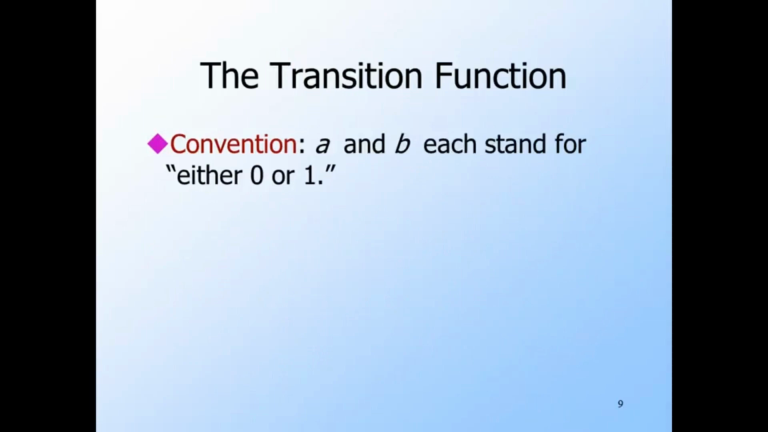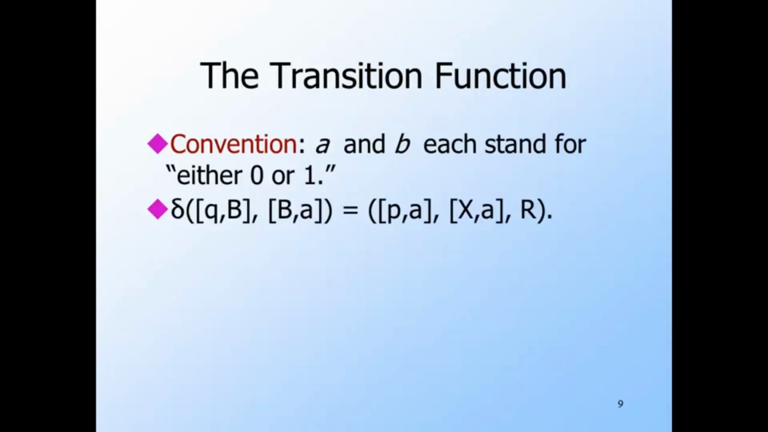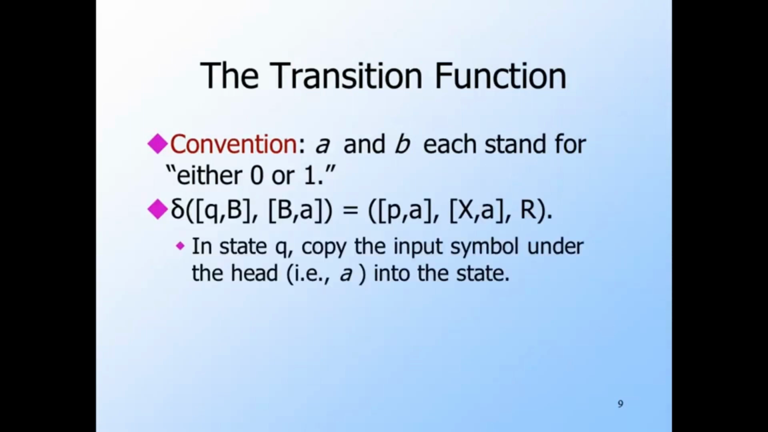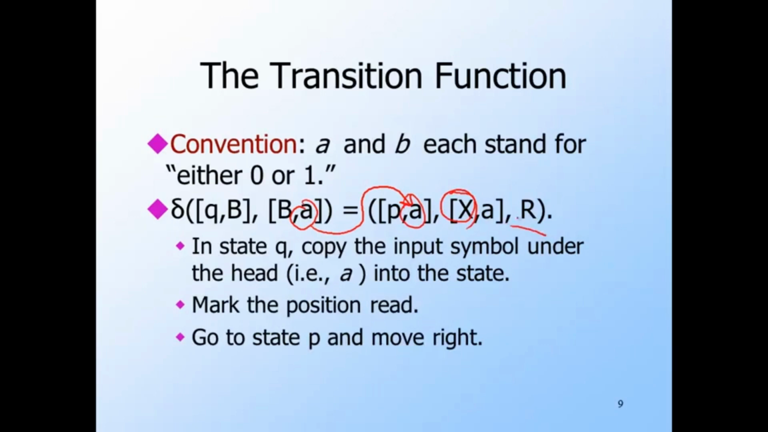We'll now describe the transition function of this Turing machine. But before we do, let's understand that A and B can each have the value 0 or 1, but in a rule, all occurrences of one of these letters has the same value. Thus, this is a pair of rules, one for each value of A. It says that if the control state is Q, copy whatever symbol A is on the data track into the cache. That is, this guy winds up here in the cache. The position under the head is marked X, as we see here. And the head moves right, and the control state becomes P.